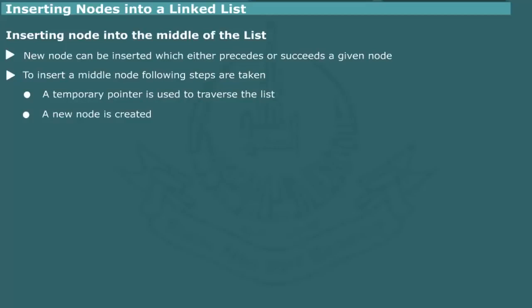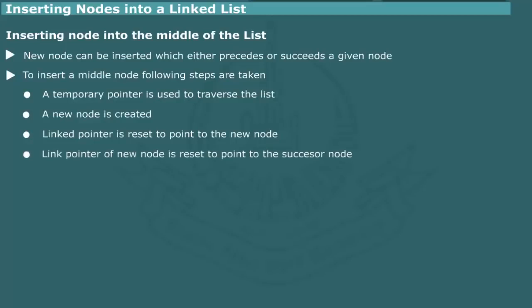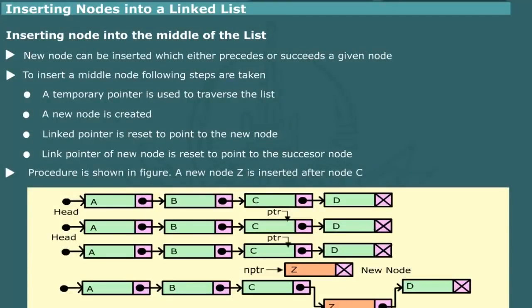A new node is created and the linked pointer of the given node is reset to point to the new node. The link pointer of the new node is set to point to the node which is next to the given node. Figure depicts the steps involved in the insertion procedures. A new node, Z, is inserted after the node C.